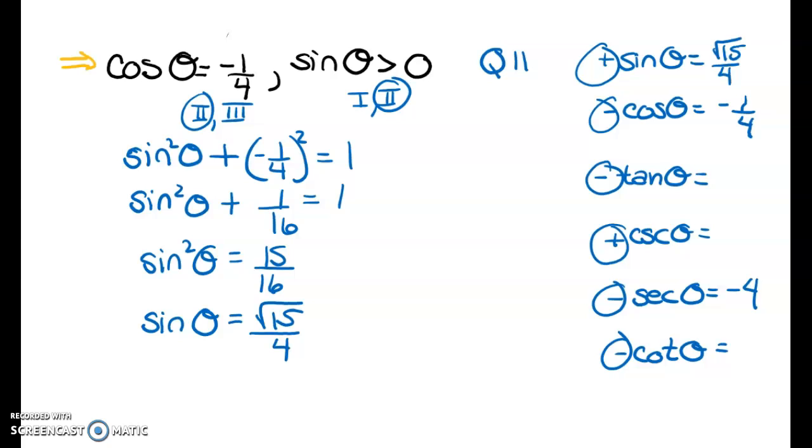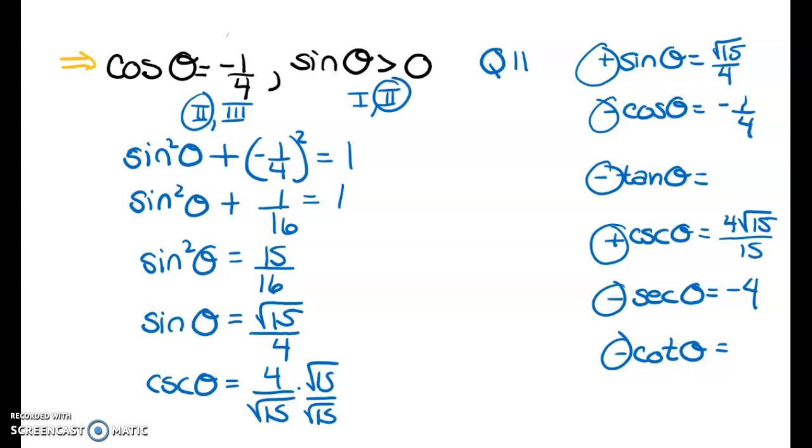And what do we know about the cosecant? It's going to be the reciprocal of this. And when we rationalize, we get 4 radical 15 over 15. All right, so let's go ahead and find the tangent.